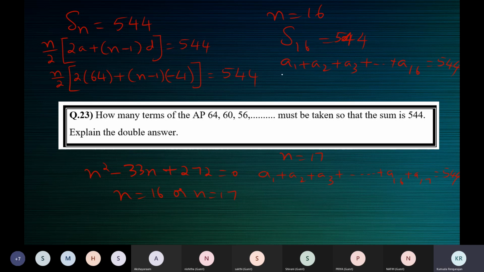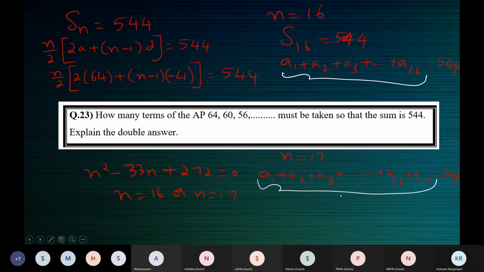S16 is 544, the sum of the first 16 terms. S17, the sum of the first 17 terms, is also 544. How is this possible? How can the sum of the first 16 terms be 544 and the sum of the first 17 terms also be 544? We have to accept both the values of n. n can be 16 or n can be 17.